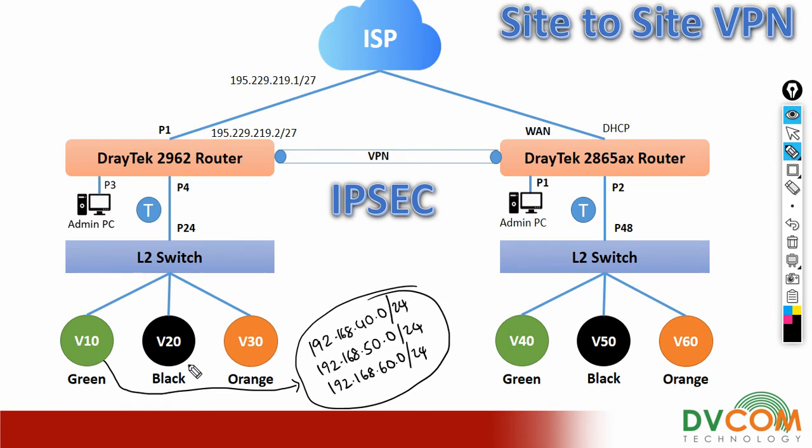Similarly, the people who are sitting in VLAN 20 can talk to all these networks. And similarly, the people who are sitting in VLAN 30 can talk to all these networks.